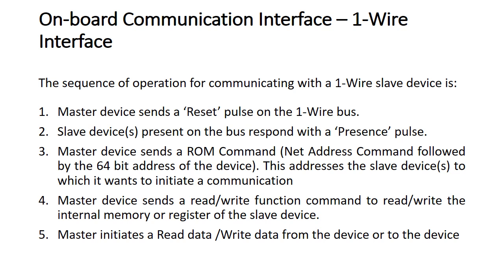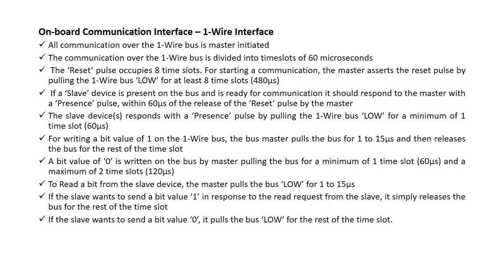The master device sends a read or write function command to read or write the internal memory or register of the slave device. Then the master initiates reading data from or writing data to the device. So everything happens with the help of a single line. All communication over the one-wire bus is master initiated. The communication over the one-wire bus is divided into time slots of 60 microseconds.